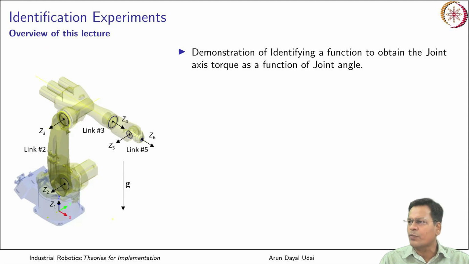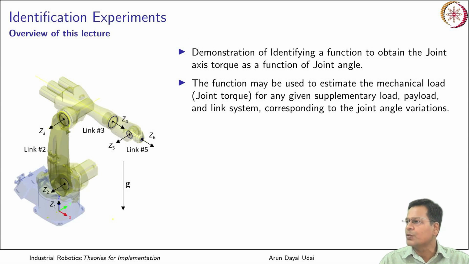So this is just an overview of today's lecture. I'll be demonstrating the identification of a function to obtain the joint axis torque as a function of joint angle. So this is only the mechanical load that will be determined. Your electrical load will just be a function of the mechanical load itself, so we won't talk much about the electrical load that is going to come on the actuator as of this lecture.